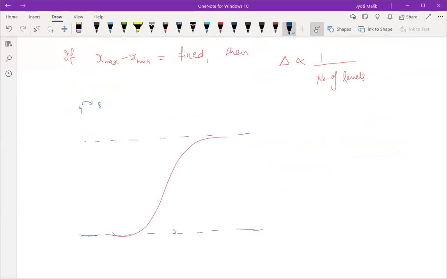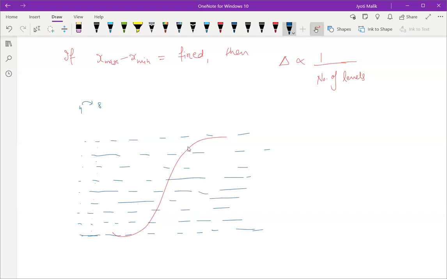So you can see 1, 2, 3, 4, 5, 6, 7, 8. Like this. These are decision boundaries. The quantization levels will be the mid boundaries. Like this, this is your level 1, level 2, level 3, like this.